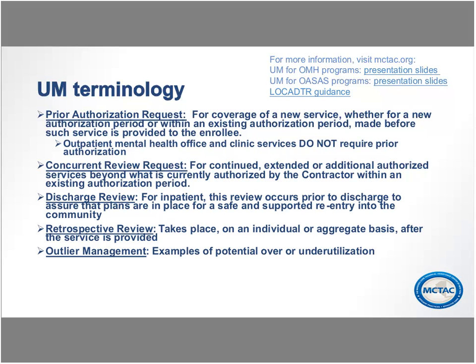Then we move on to concurrent review. The individual is enrolled in treatment. It's for continued, extended, or additional authorized services beyond what is currently authorized by the contractor within an existing authorization period. So if you've been approved for a set number of visits and visit type, if you feel the need to go beyond that, a concurrent review is the way that that decision is made and that agreement is made.